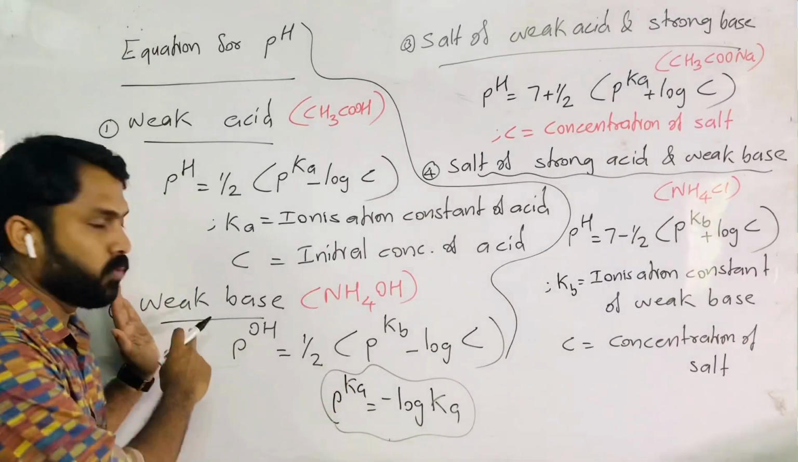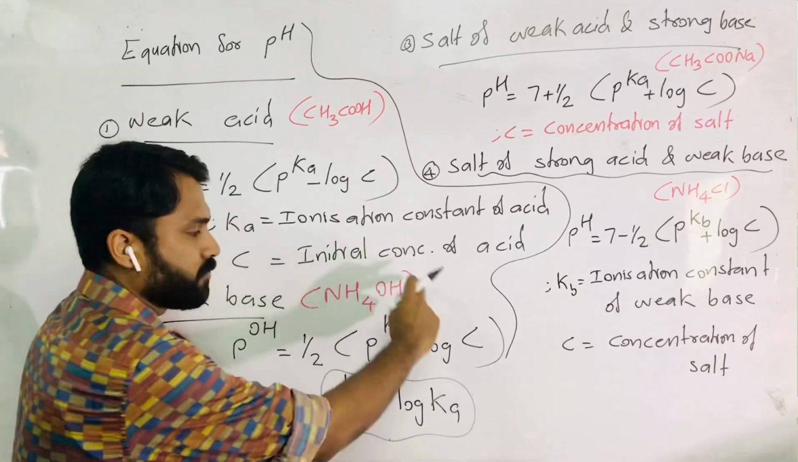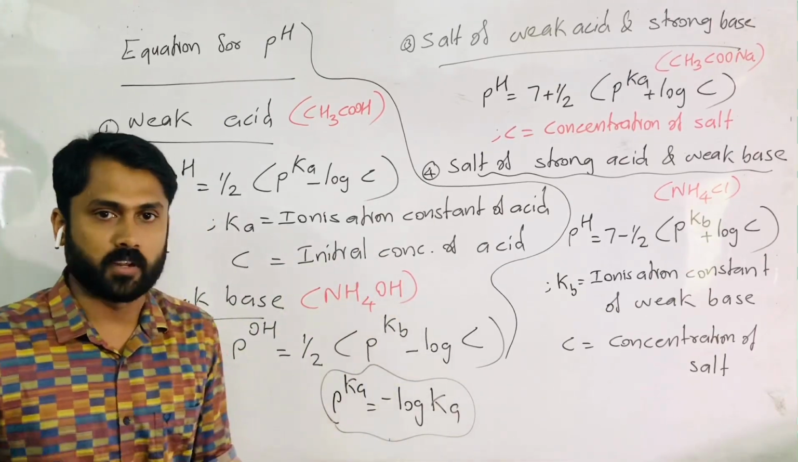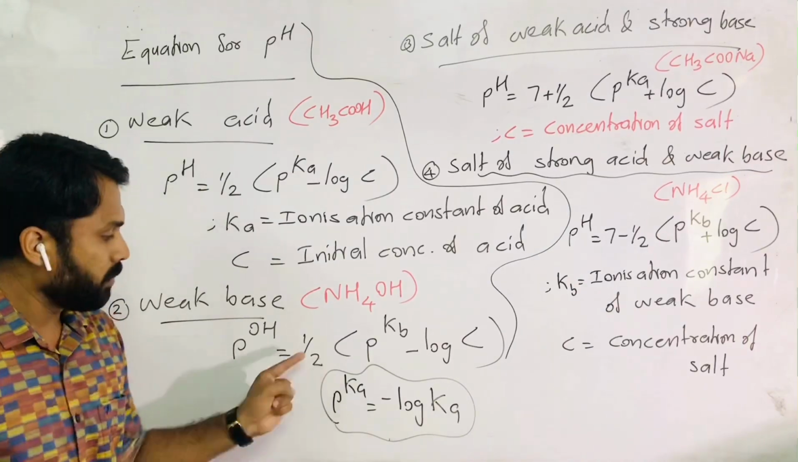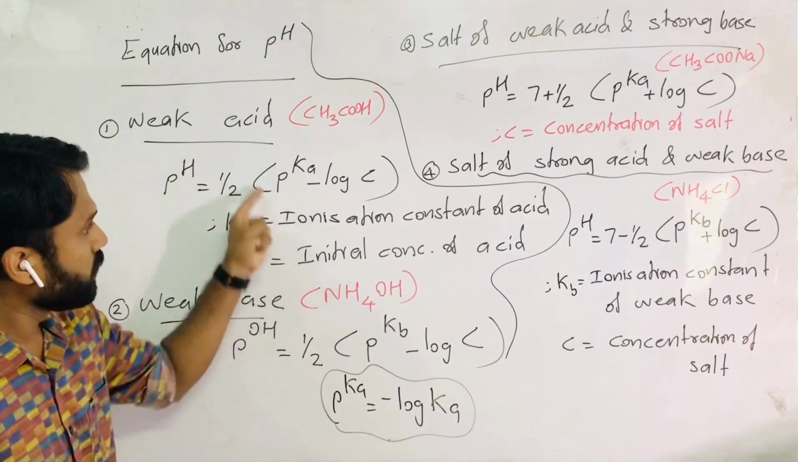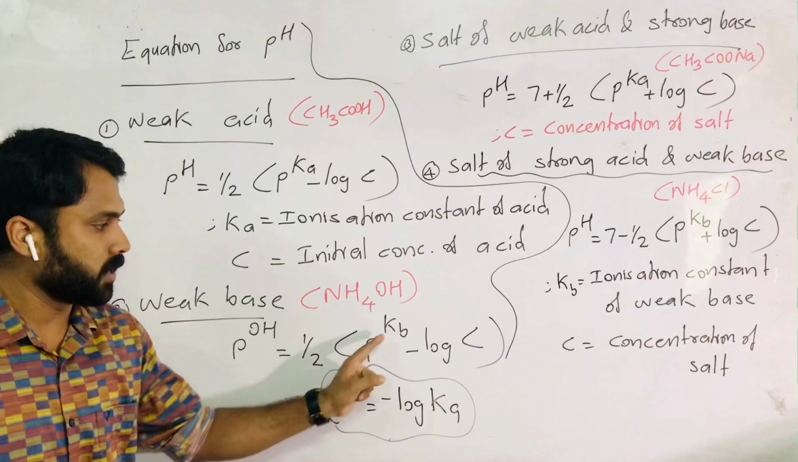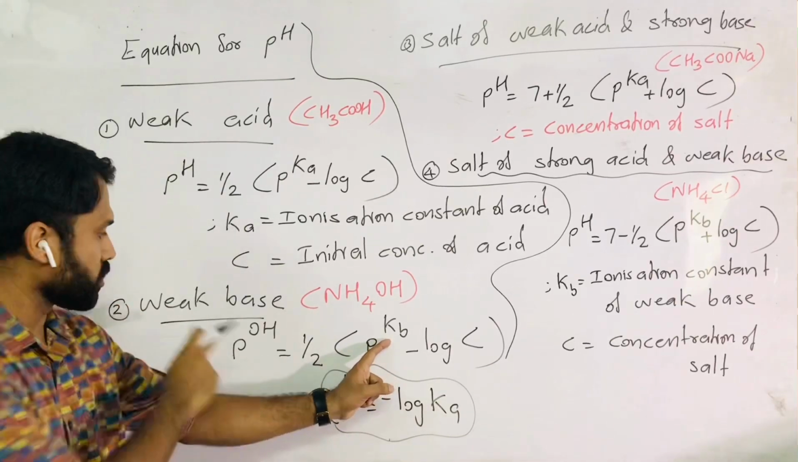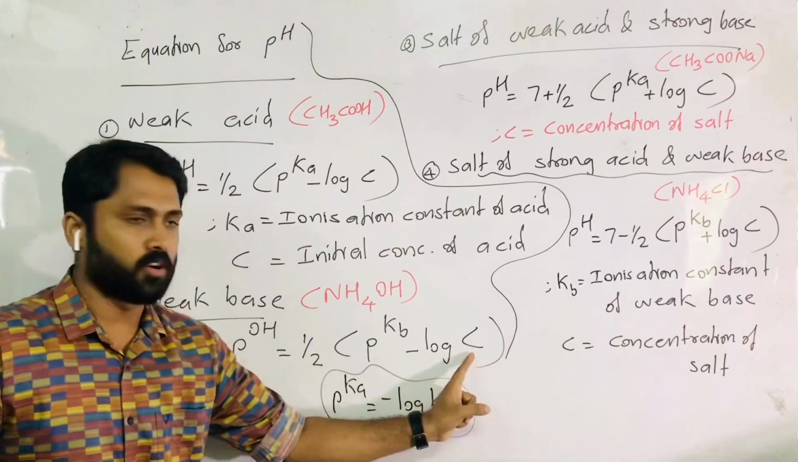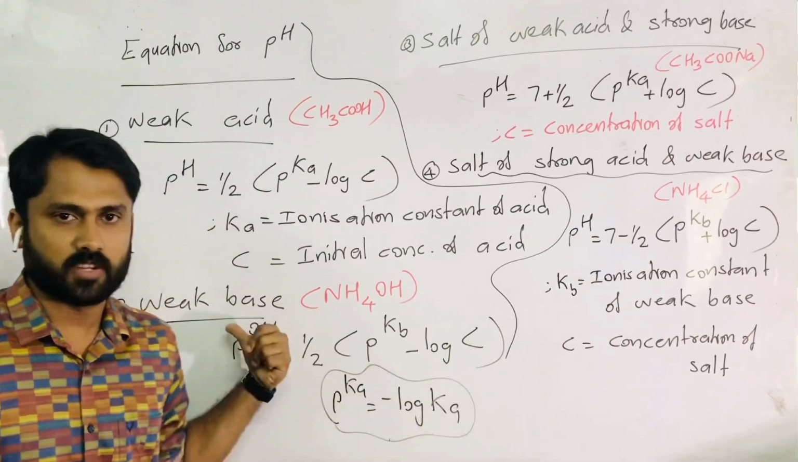If we are given a weak base like NH4OH, ammonium hydroxide, here first we have to calculate pOH. How? pOH is equal to 1/2 into, instead of pKa, here pKb. Why pKb? Kb is the ionization constant of the weak base, and minus log C. See what it is? Its concentration.